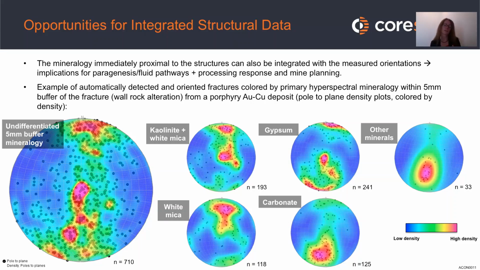So again, this is a picture that, without having the mineralogy component, looking at just the orientations alone, we don't get this added piece of information that's telling us again about our fluid pathways, what's happening with our wall rock alteration, but also what sort of minerals we have lining these defects in our rock. So if we're looking at processing response or mining response, it's very, very important to know what minerals are sitting outside of those existing defects.